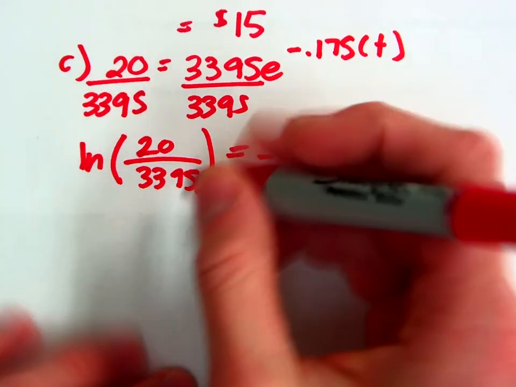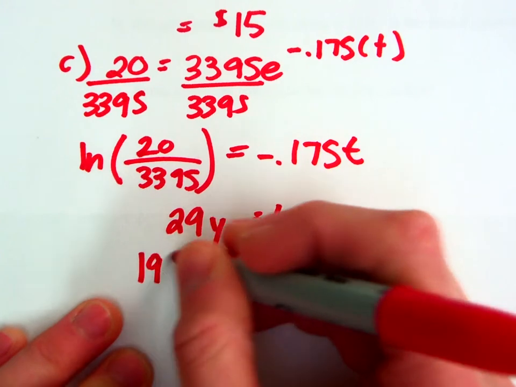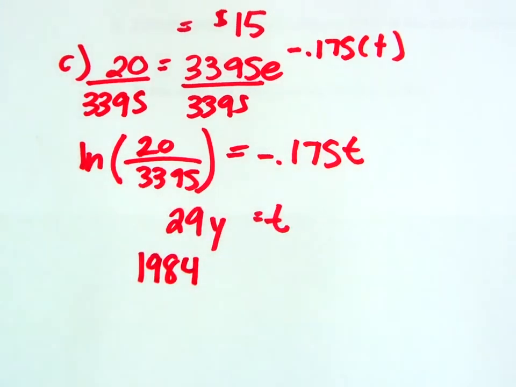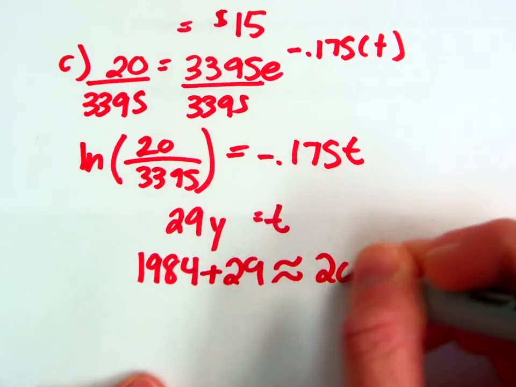You would get around 29 years, which is going to put you somewhere around, let's see here, 1984 plus 29, around 2013 or so.